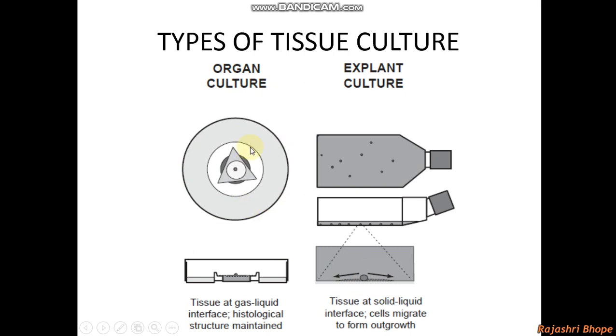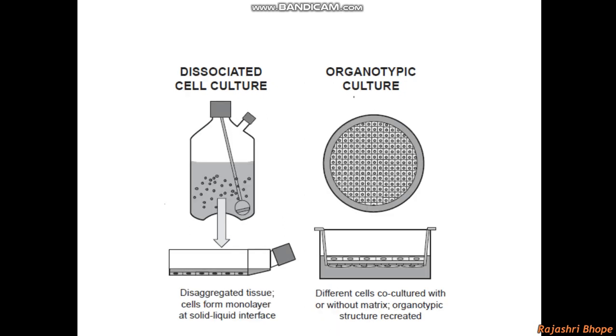And in organ culture, the tissue is at the gas liquid interface. The histological structure in organ culture is maintained as it is. See here, in explant culture the organ is removed, chopped, and then the cells are inoculated. In organ culture, the organ is removed, placed on a cover slip, and then that cover slip is put in a container or plate containing liquid medium. Okay, so these are the main types of tissue culture.